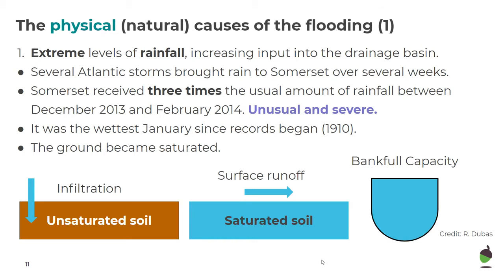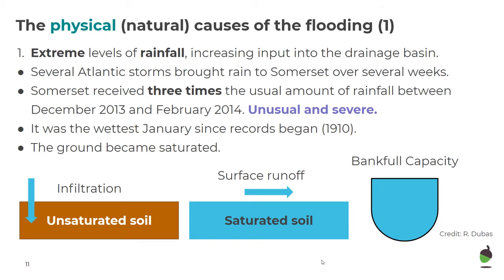This was unusual and severe, which highlights why this was classed as an extreme weather event. It was the wettest January since records began in 1910. This increase in input of rainfall caused the ground to become saturated or full of water. So let's have a look at the diagrams at the bottom of the screen to find out why this is an issue. Unsaturated soil allows rainwater to infiltrate or seep into it. This means the rainwater enters the river more slowly as it travels underground towards the river channel.